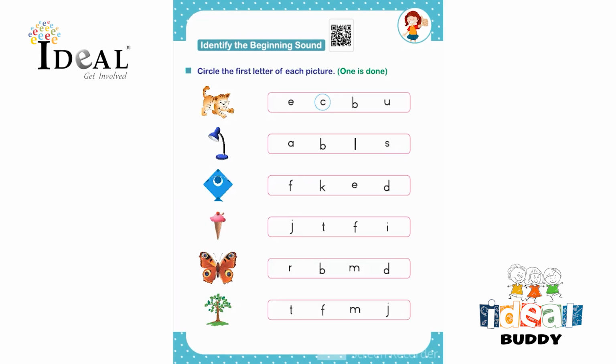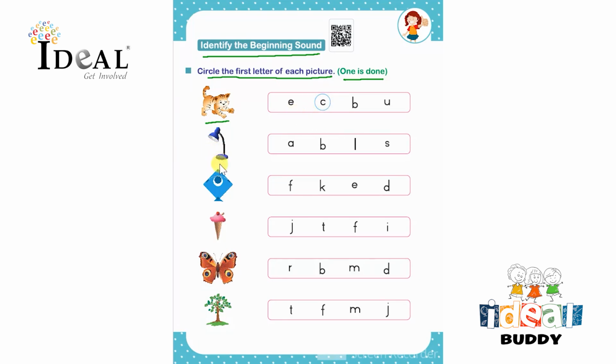Hello everyone. In this page, the child will identify the beginning sound of the objects that are given over here. So, what they have to do is circle the first letter of each picture that is given over here, and one is done for them. So, here the given picture is of a cat. It begins with the sound k. So, C as in K is already circled over here.